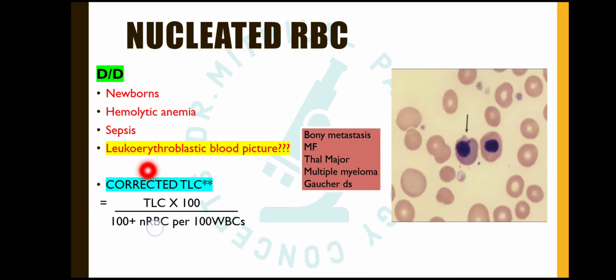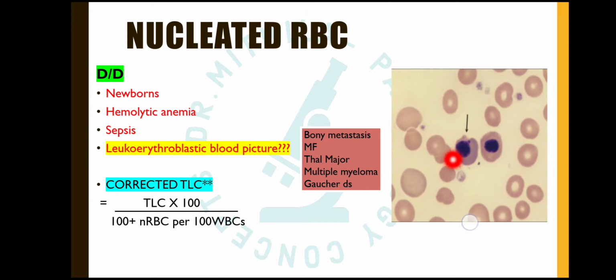Leukoerythroblastic blood picture implies that there are nucleated RBCs, that is immature RBCs, as well as immature WBCs which are showing a shift to left. So both these things are seen, that is left shift neutrophils and nucleated RBCs. When both of these components are seen, we call it leukoerythroblastic blood picture, seen in case of bony metastasis, myelofibrosis, thalassemia major, multiple myeloma, Gaucher disease. So these DDs again are important for MCQs.